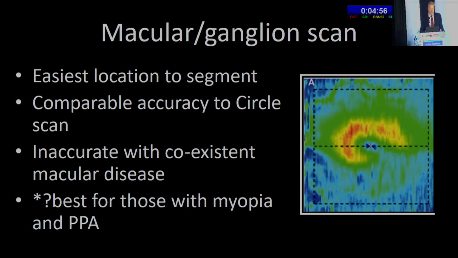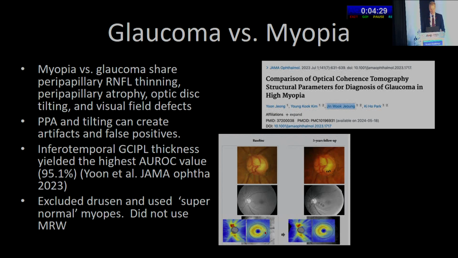The other type of scan is a macular scan, and this is the easiest location to segment. It's comparable in accuracy to the circle scan as far as progression, but it's inaccurate with coexistent macular disease. So for a patient with drusen or epiretinal membranes or anything like that, this testing will not work well. But we think it's best for patients with myopia and with those that have parapapillary atrophy around the optic nerve. We also think this scan may be better for patients with myopia. And the problem with myopia is they get retinal thinning, they get parapapillary atrophy, which give these artifacts.